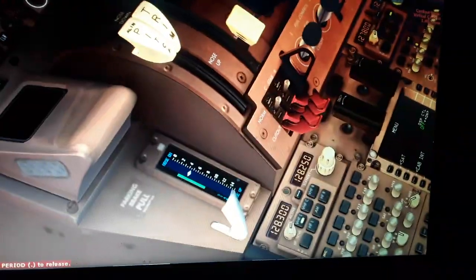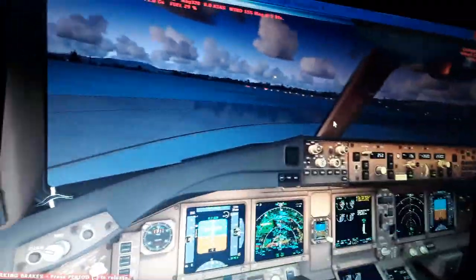So very important to remember while flying to trim the horizontal tail to balance the aircraft in flight.